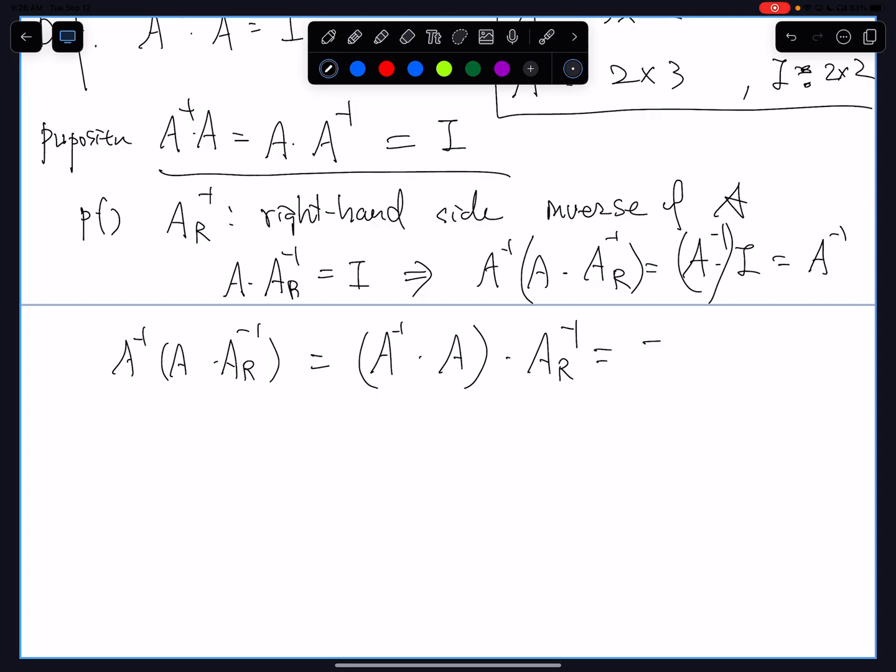So that means I times the right-hand side inverse, right? Which is, but this is A inverse. So that is the right-hand side inverse equals A inverse. So we show that the left-hand side inverse and the right-hand side inverse are identical. Okay. These are kind of basic proofs.